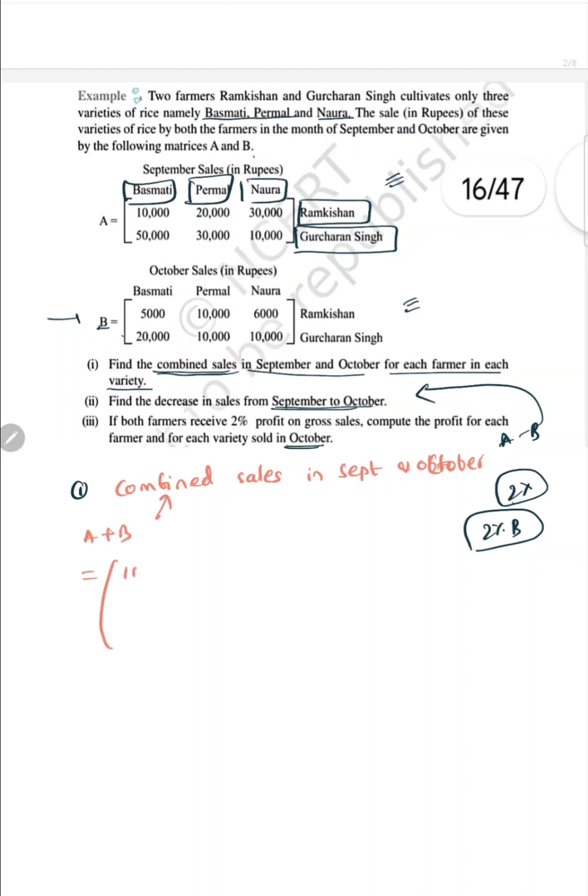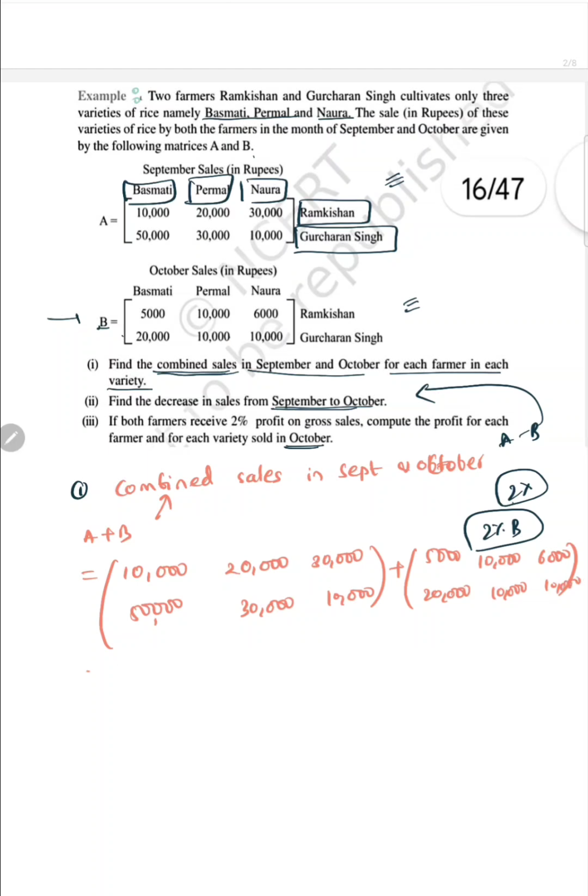A is [10,000 20,000 30,000; 50,000 30,000 10,000] plus B, which is [5,000 10,000 6,000; 20,000 10,000 10,000]. So we have to just add the corresponding entries.